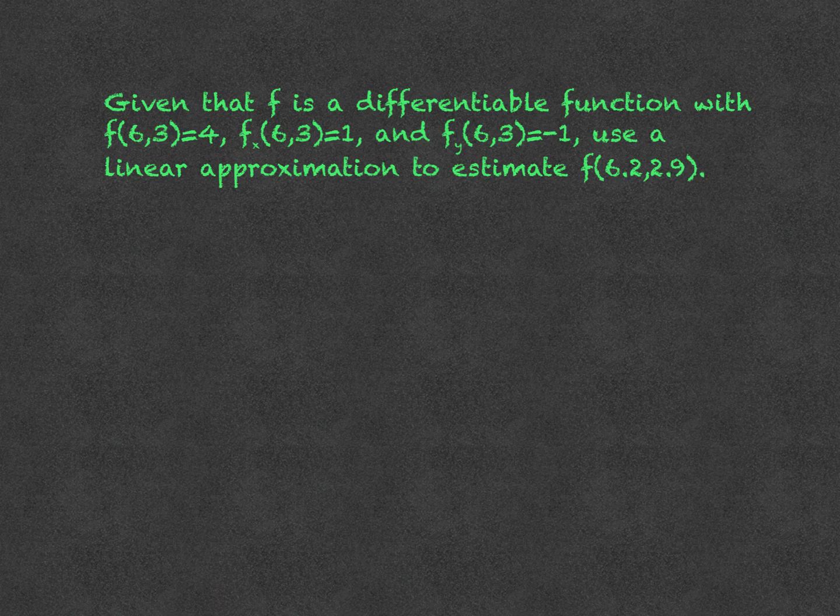Given that f is a differentiable function with the value at (6, 3) being 4, the partial with respect to x at that point is 1, and the partial with respect to y is negative 1. Use the linear approximation to estimate f(6.2, 2.9).